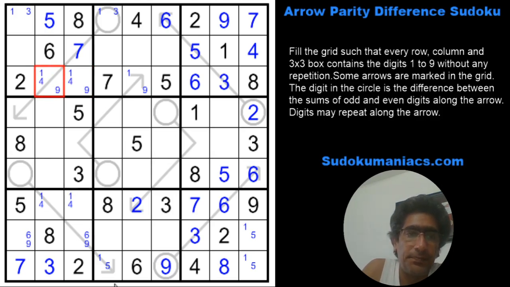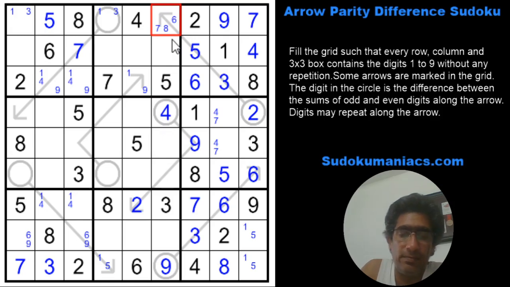Right? Now, where do we go? 6 is not there. 1. Oh, so this would be a 9. So this is a 4, 7. Now let's see. What can I have here? I can't have a 1, 2, 3 is not possible. 4 is possible. 5, 6 not possible. 7 and 8 are possible.